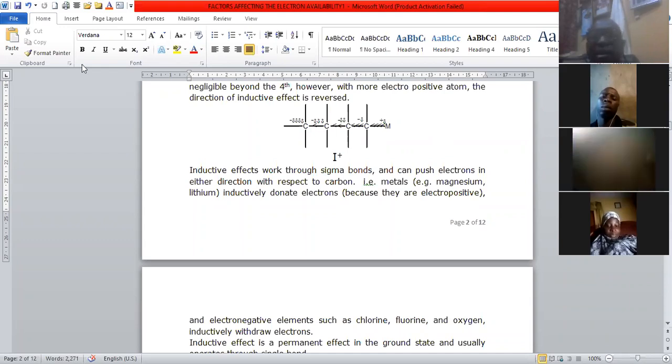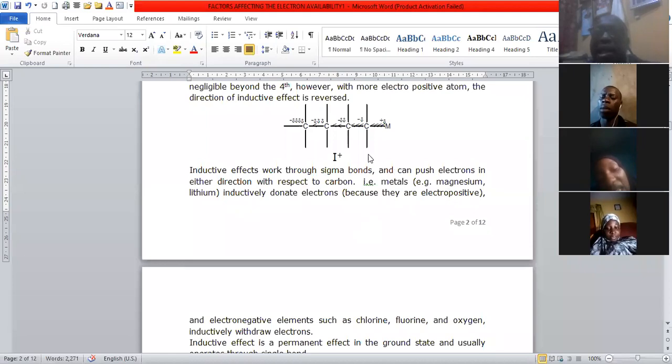Let me try to say it the way I understand it. It means that whenever we have atoms of metal with carbon, that's when we have either a positive or a negative inductive effect. Am I right?